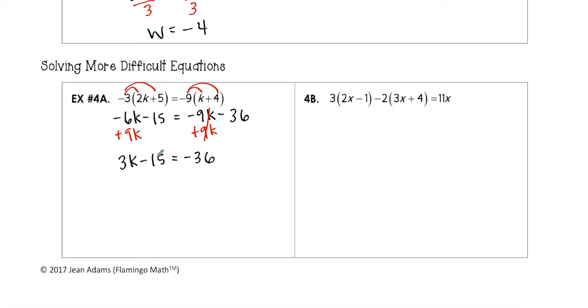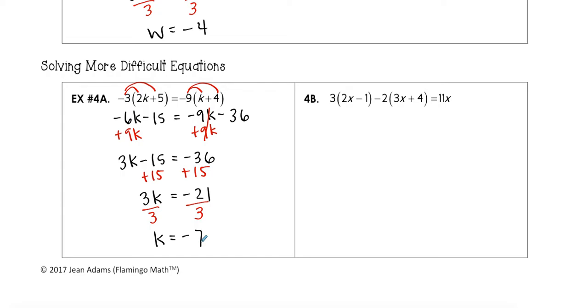All right, isolate this k over here. I need to add 15 to both sides. So now I'm going to get 3k equals, and that's going to give me, what, negative 21? All right, divide each side by 3. So I get k equals negative divided by positive is a negative. 21 divided by 3, 7, negative 7. All right, a little bit more complex.